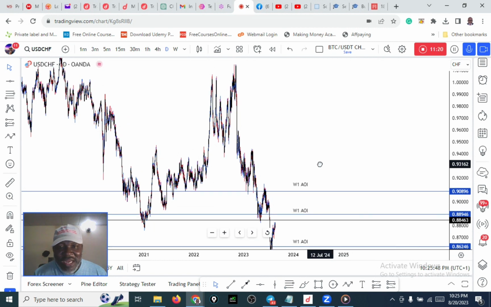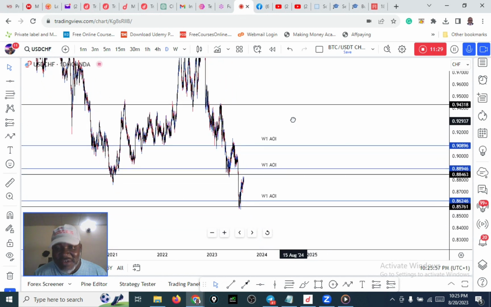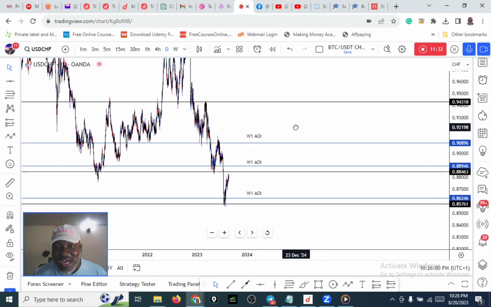We can add an additional one to the top, but it doesn't really matter if you leave it like this, because we are looking at where price is currently fixated. So these black ones are our daily levels.